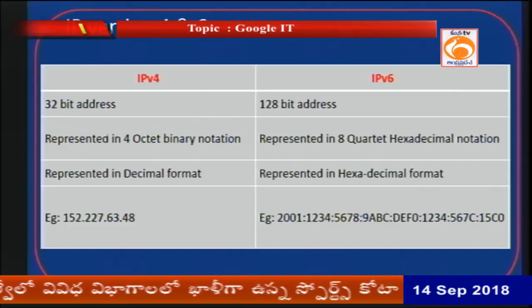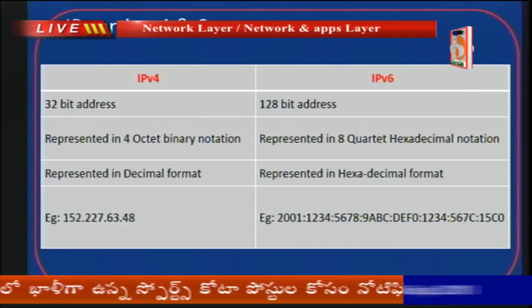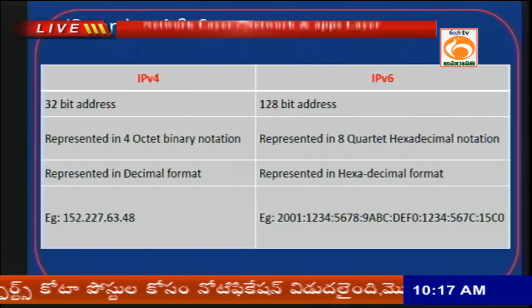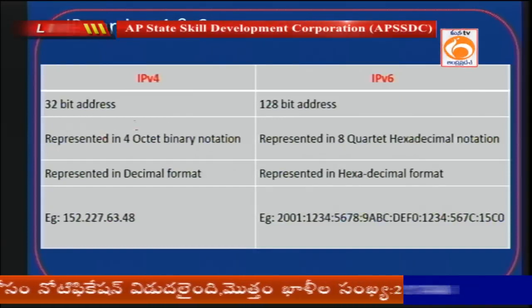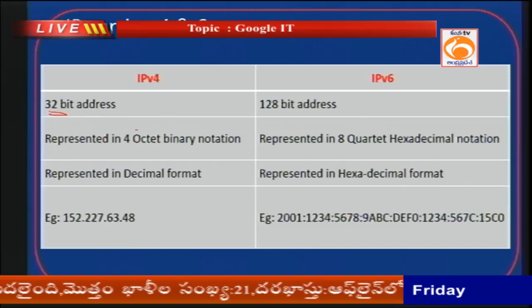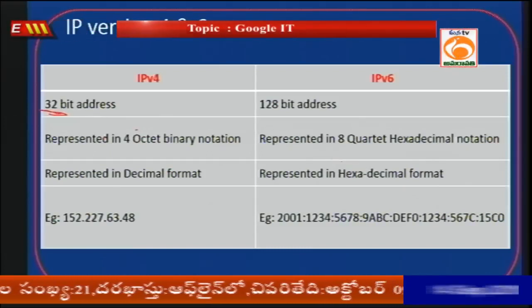So first let us look at the architecture of IPv4, how many bits it is and how it is represented, and then we will look at IPv6. Okay. So IP version 4 and IP version 6, a small comparison table you can see here. IP version 4 is a 32-bit addressing system. IP version 6 is a 128-bit addressing system.